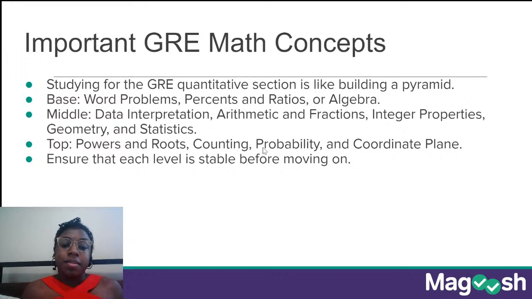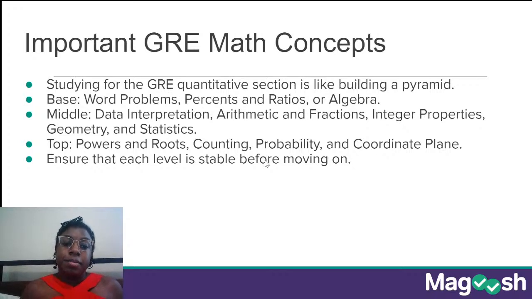The base level of the pyramid comprises word problems, percents and ratios, or algebra. The middle layer comprises data interpretation, arithmetic and fractions, integer properties, geometry, and statistics. The top of your pyramid consists of powers and roots, counting and probability, and coordinate plane.